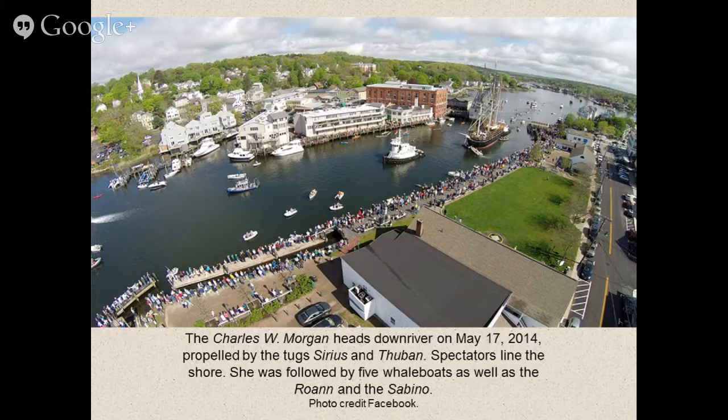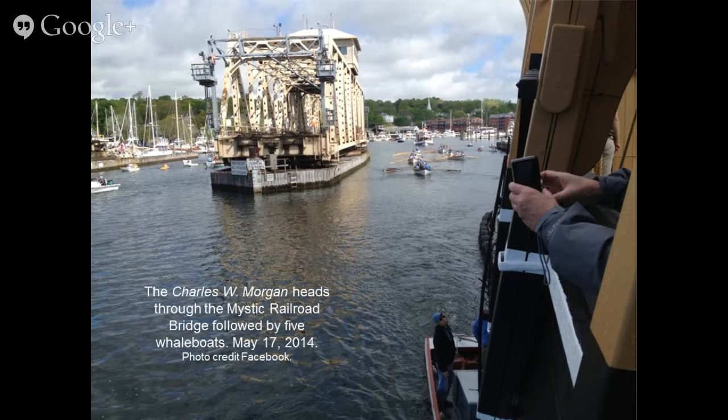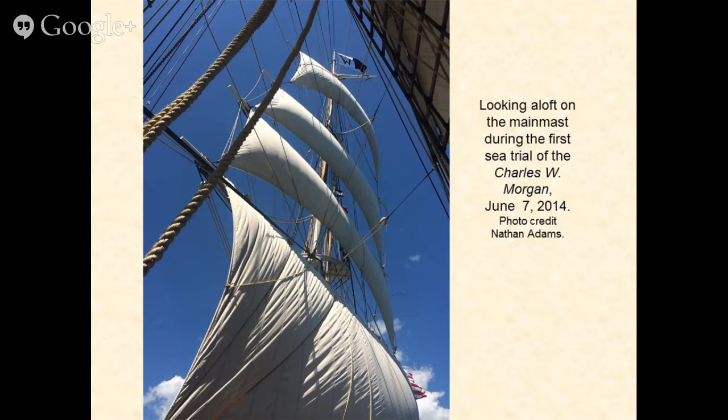Here we are going through the Mystic Drawbridge, the railroad bridge, and the whaleboats you can see right behind. So I was in that lead whaleboat. We are rowing right after the Morgan, and we had five whaleboats, so that was pretty spectacular. And then this is up on her first sea trials, looking up aloft.